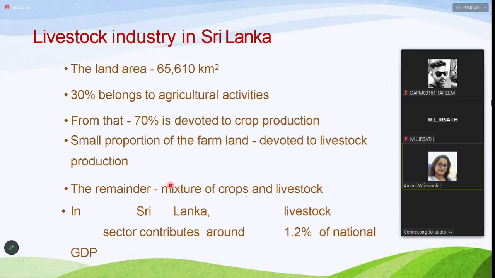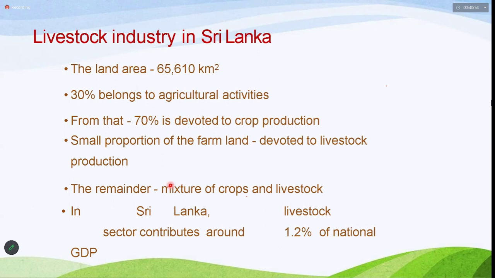The remaining 30% is what we take for livestock production. A small proportion of the farmland is devoted to livestock production, and the remainder is a mixture of crops and livestock. In Sri Lanka, the livestock sector contributes around 1.2% of the national GDP.